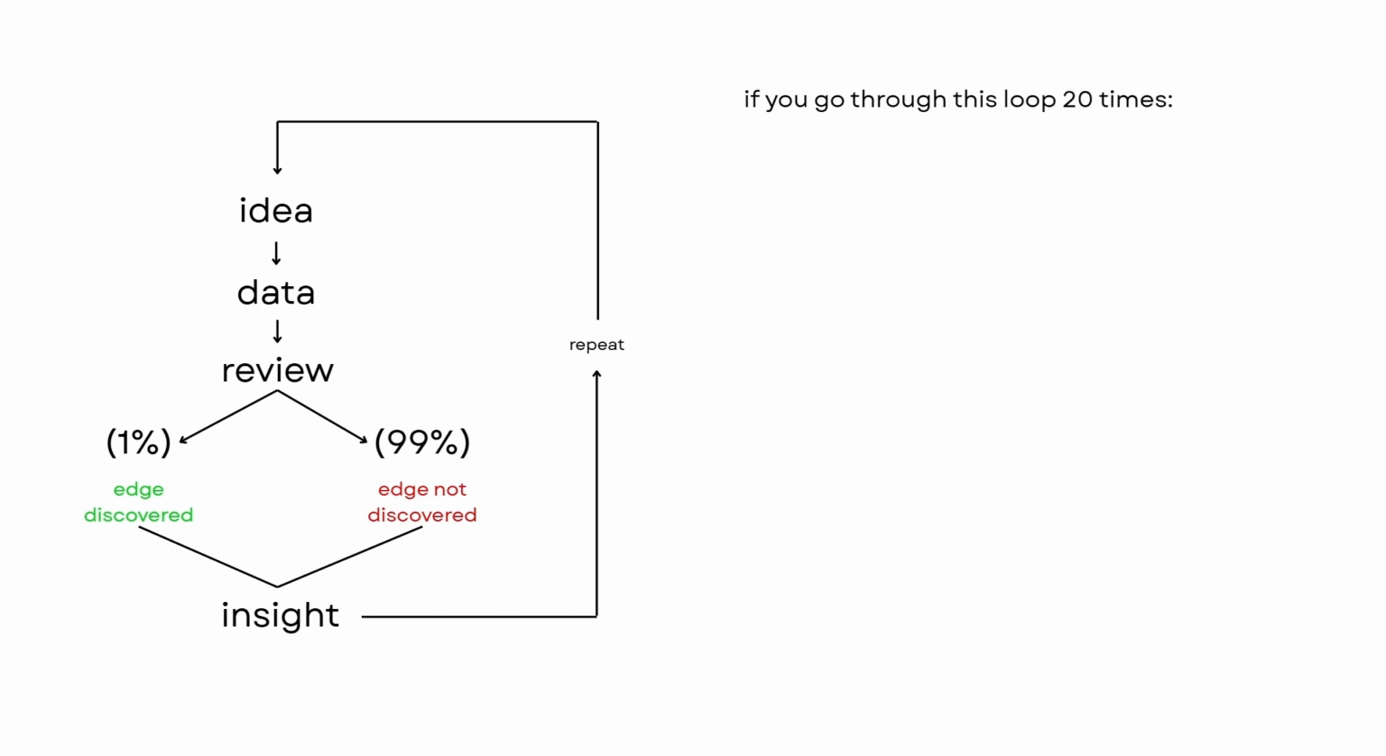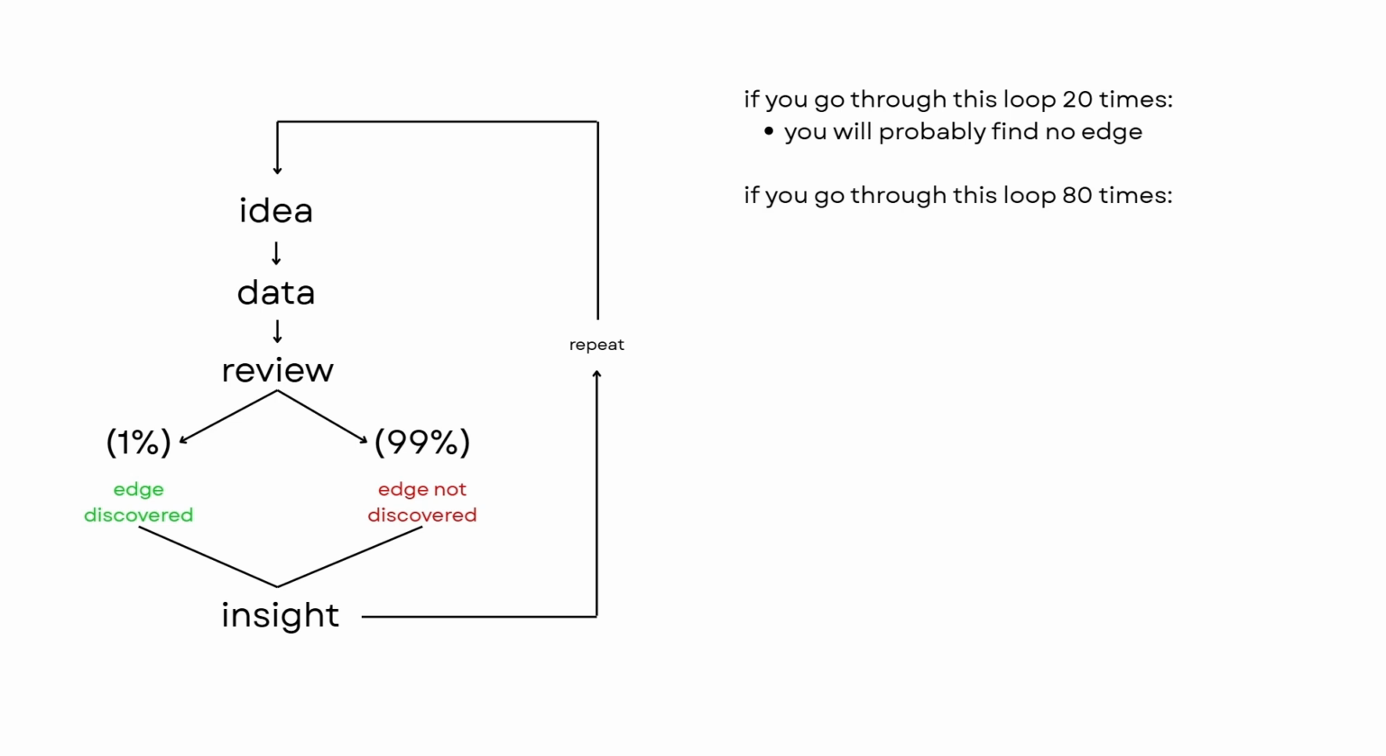Okay, so if you go through this loop 20 times, so this means that, okay, I wonder how good this idea is. You go and collect the data on it. You review the data, and it turns out that the idea sucks. And then you get confirmation that the idea sucks. And then you come up with a new idea. Oh, I wonder if this other thing works. And you do this 20 times, you will probably find no edge, right? Because there's only a 1% chance that you find something good.